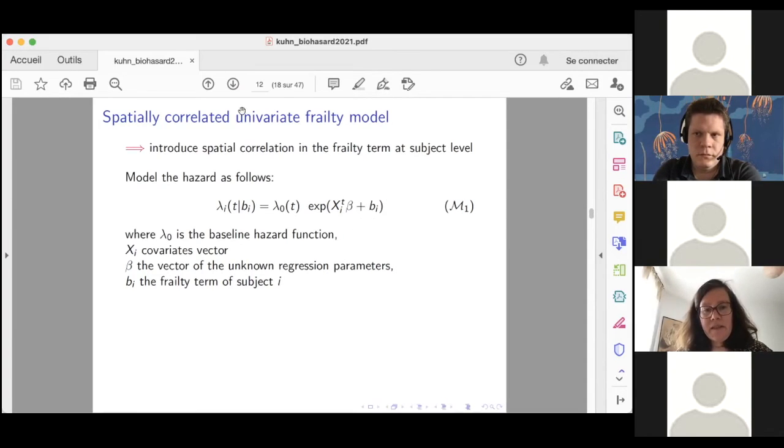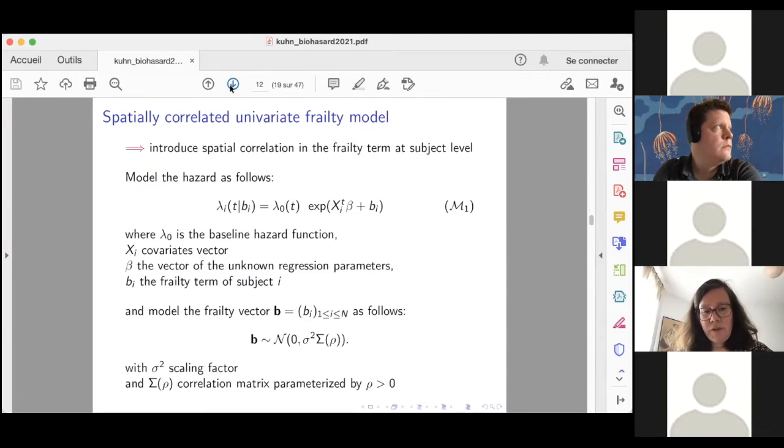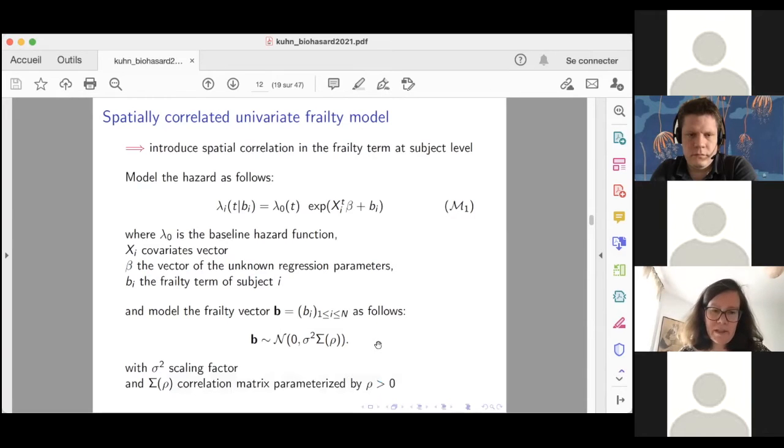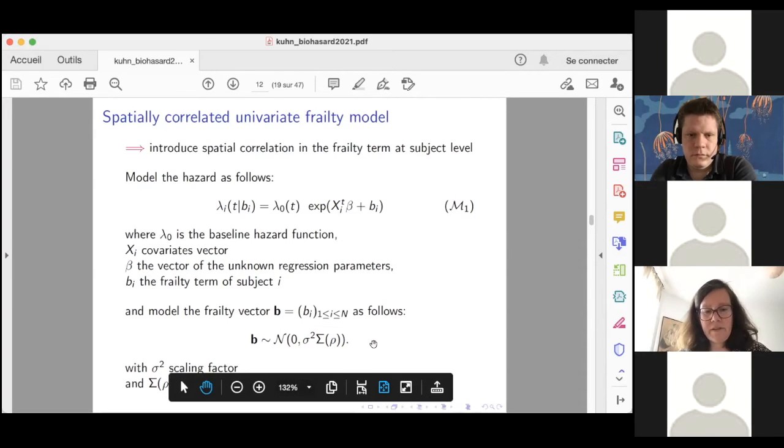And now we will choose the distribution of this frailty vector. So B is the vector of all the frailty terms. Here I have big N individuals, and we choose a centered Gaussian distribution. And here we put a covariance matrix with some structure depending on some parameter rho. Okay, sigma square is a scaling factor.